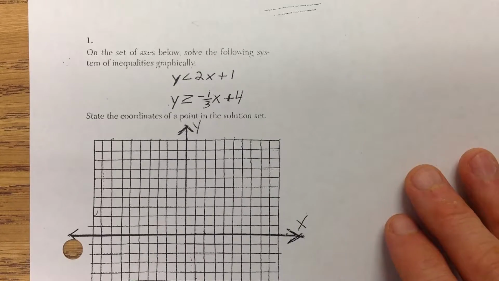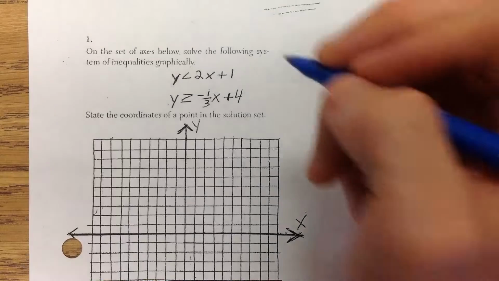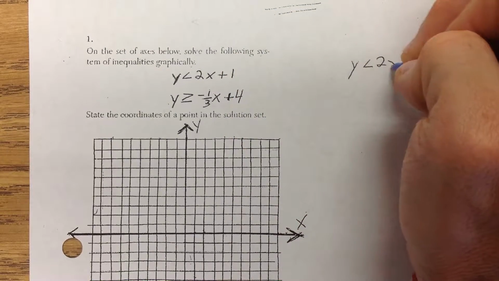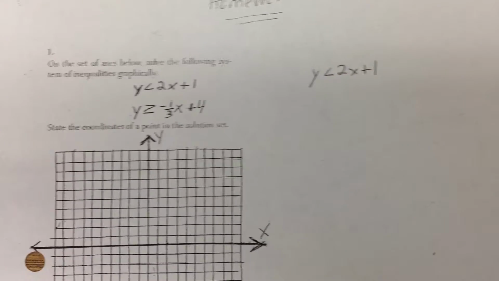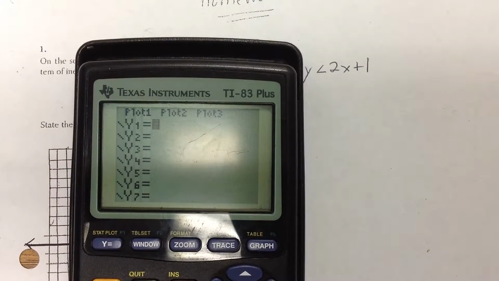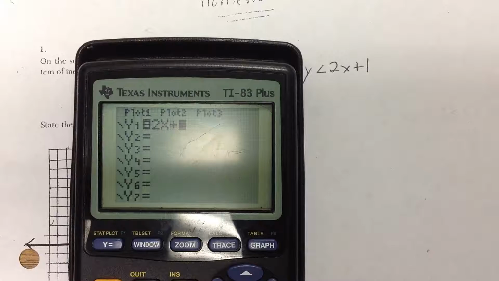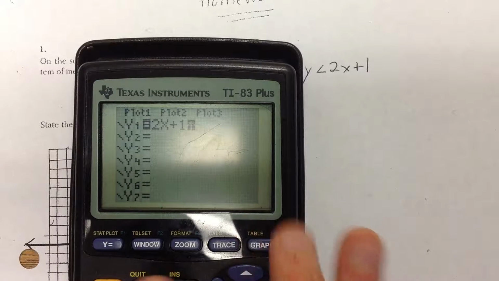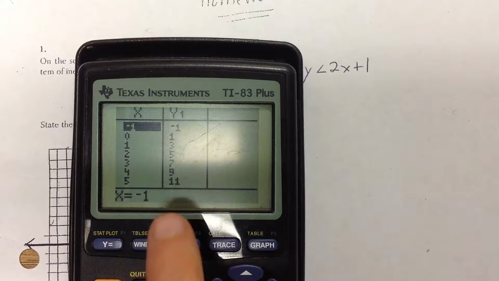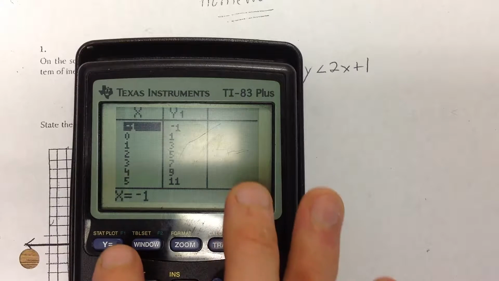All right, so let's start with this one right here. So y is less than 2x plus 1. All right, now there are two ways to graph that. You can either put it into the calculator. So I could type in 2x plus 1 and bring up the table and then graph 4 points from that. Or I can use the slope-intercept.